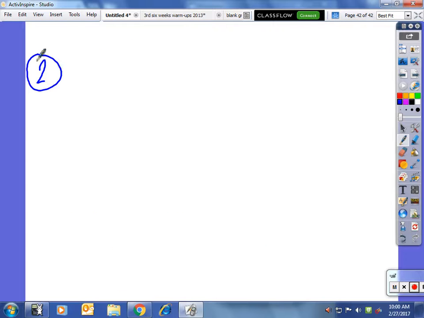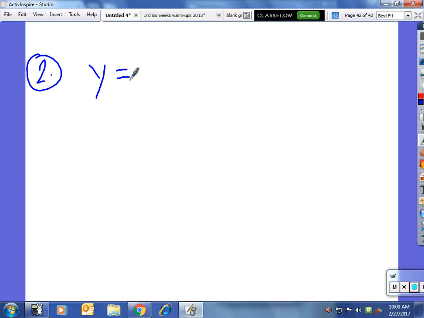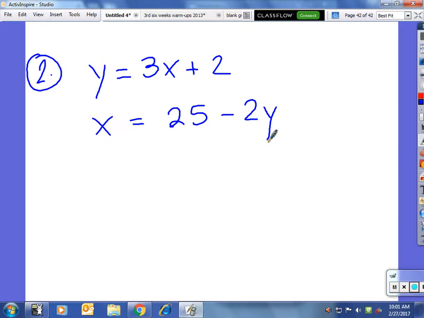All right, look at this one, number 2. Y equals 3x plus 2. X equals 25 minus 2y. We have some choices here. Both of these are substitution ready. To be substitution ready, ladies, please, one of the equations either has to have y all by itself or x all by itself. The top one is solved for y. The bottom one is solved for x. I have a choice. I absolutely have a choice.